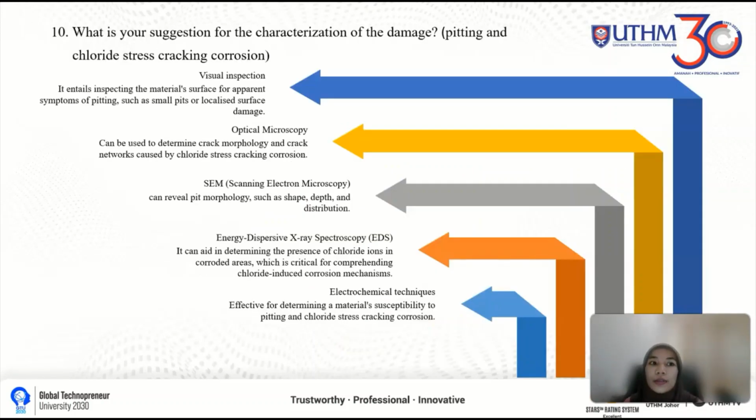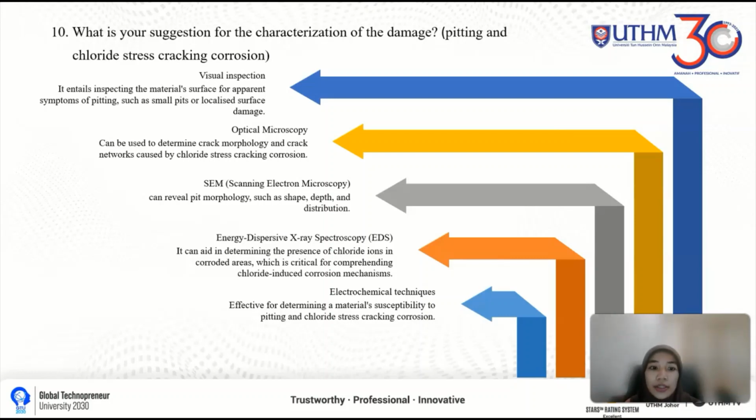For question 10, we have to suggest the characterization of the damage for pitting and chloride stress cracking corrosion. Firstly, we suggest a visual inspection, as it entails inspecting the material surface for apparent symptoms of pitting such as small pits or localized surface damage. Next, optical microscopy, which can be used to determine crack morphology and crack networks caused by chloride stress cracking corrosion. Next is SEM. Scanning electron microscopy can reveal pit morphology such as shape, depth, and distribution.